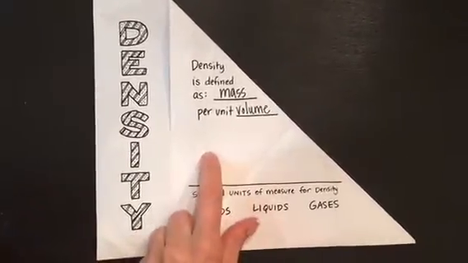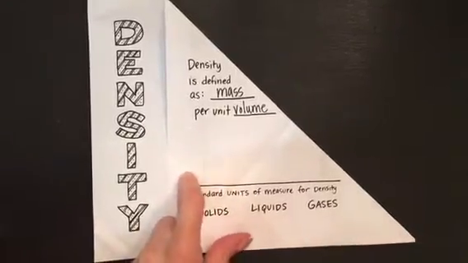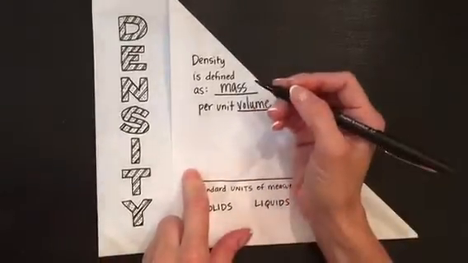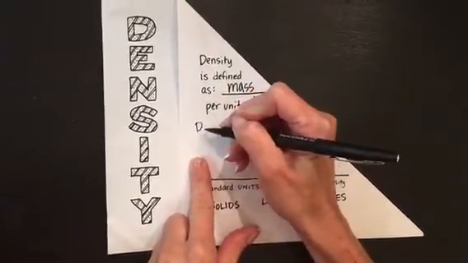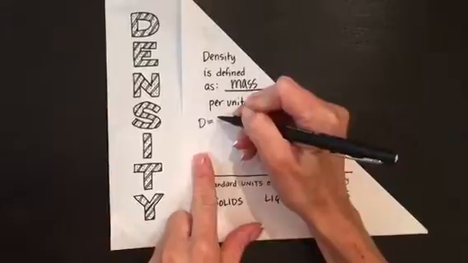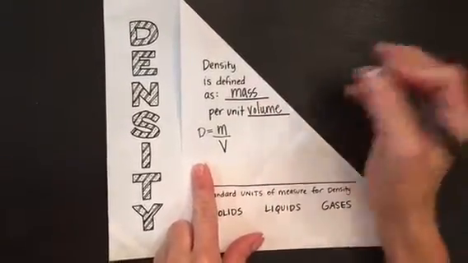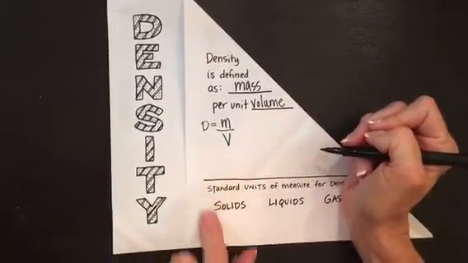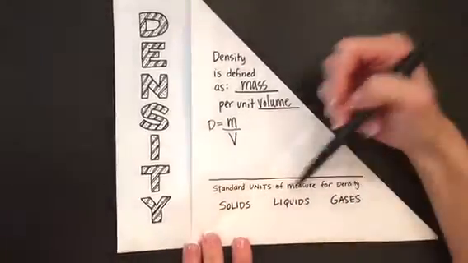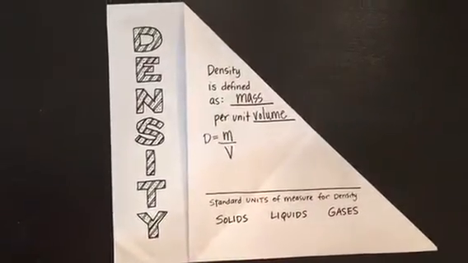Okay, go ahead and tell me how density is calculated right here in this space. Remember, density is calculated by dividing the mass of the object by the volume of the object. Go ahead and write that out in words. Okay. Here are the units of measure for density. So we're going to fill in our units of measure for density.